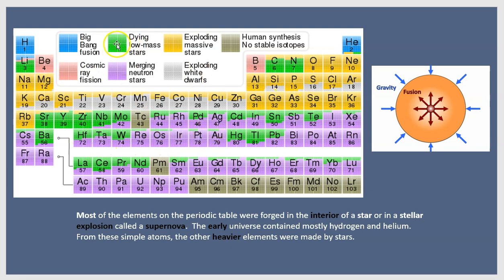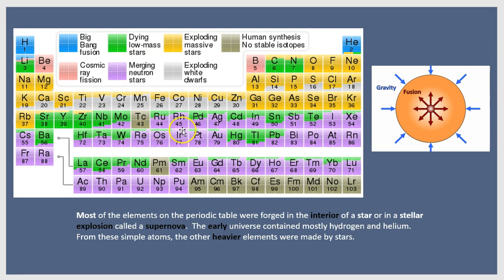We have the green dying low mass stars, purple merging neutron stars, and the yellow-orange exploding massive stars, the gray exploding white dwarfs. So in other words, lots of the elements on the periodic table here were produced inside of stars or during stellar explosions called supernova.